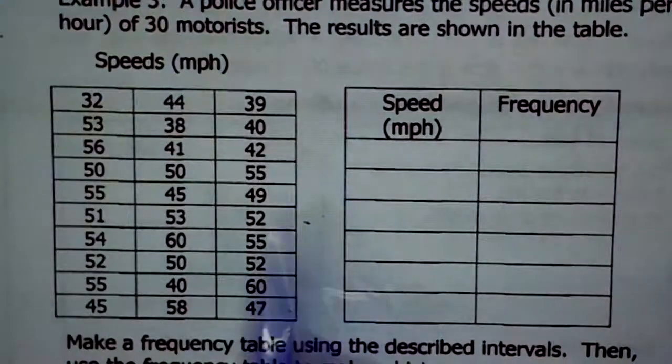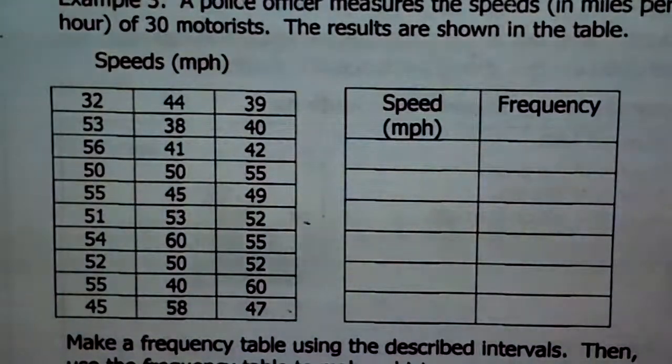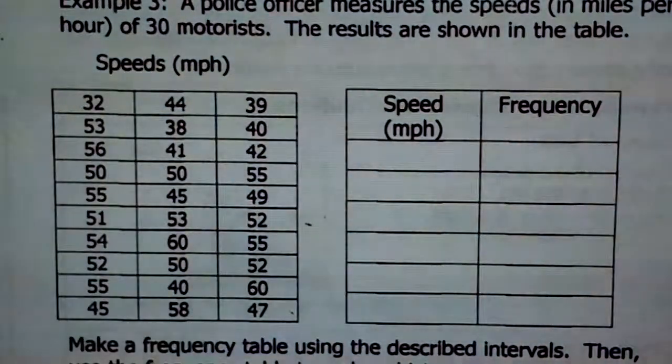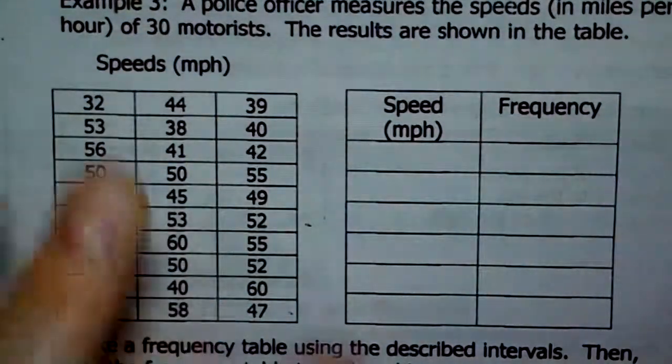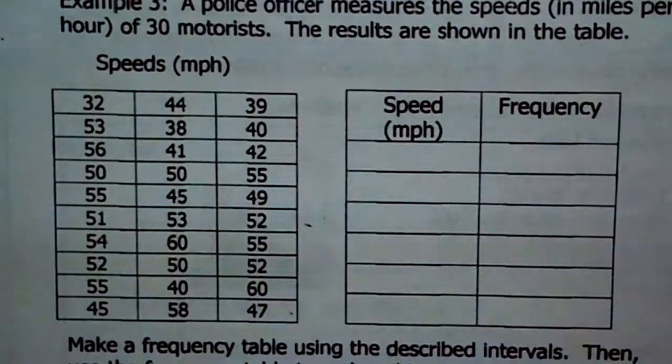Take a look here. It says a police officer measures the speeds in miles per hour of 30 motorists. So 30 people driving by, that means there's 30 values within here. And the results are shown in this table. I don't know about you, but when I look at a table with a bunch of numbers mixed up all over the place, it doesn't really give me any idea of how fast people are going. It's really helpful if you can organize your data.